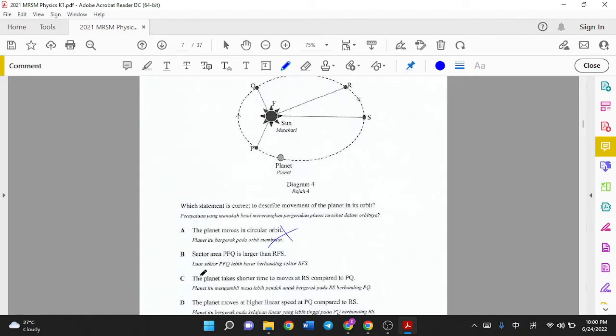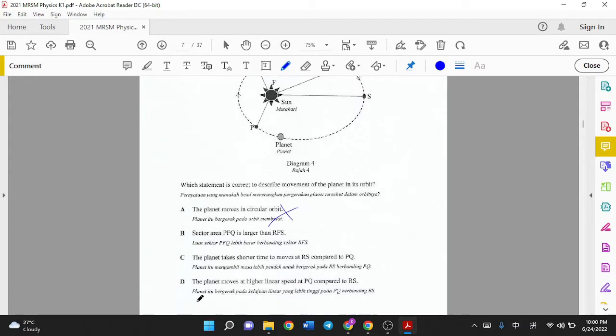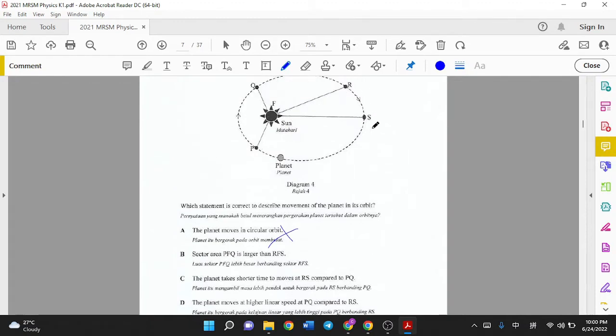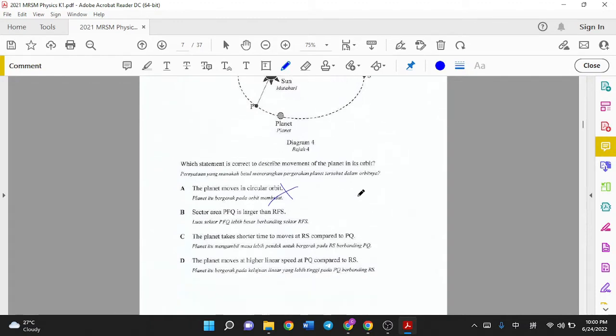Second, sector area PFQ is larger than RFS, and the planet takes a shorter time to move at RS as compared to PQ. Okay, we look at the final option. The planet moves at higher linear speed at PQ compared to RS. This is true. So the answer should be D.